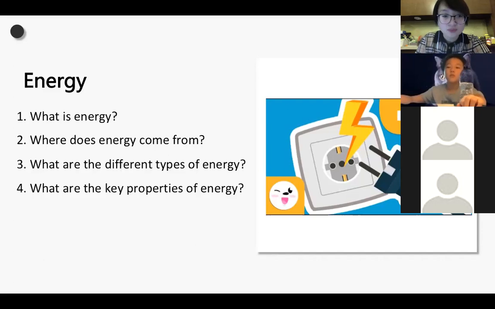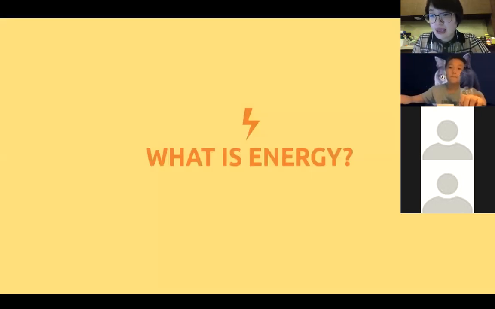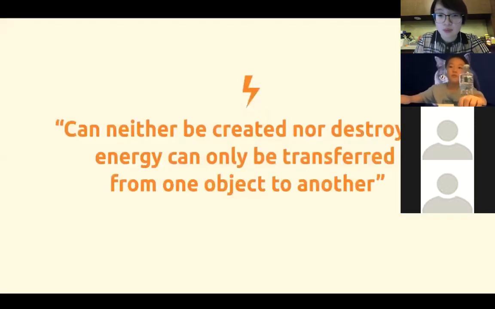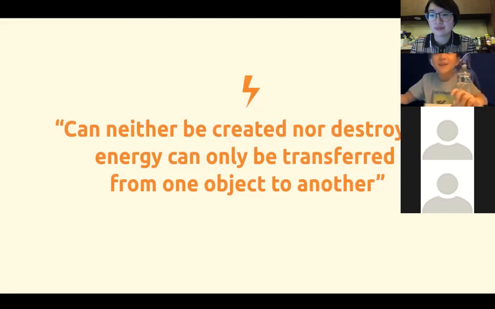Okay, so what is energy? Here is a very official definition of energy, and you should always remember, energy can neither be created nor destroyed. Energy can only be transferred from one object to another. Okay, so Edwin, tell me, how do you explain the sentence? What does it mean? How do you explain the sentence on the screen? Elaborate. How do you understand this sentence?